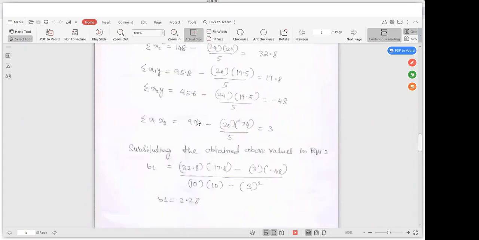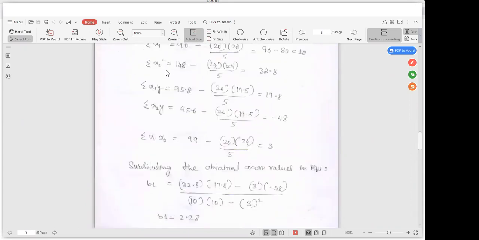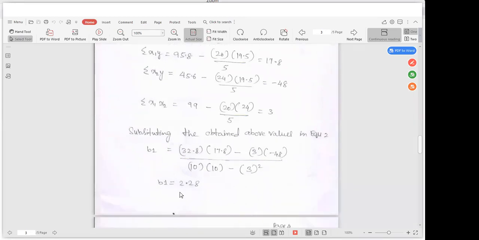After substituting, we get 32.8, which is summation of x2 square, into summation of x1y, 17.8, minus summation of x1 x2 into summation of x2y, divided by summation of x1 square into summation of x2 square minus summation of x1 x2 whole square, so this is 3 square. When we solve this, we get the value b1 equal to 2.28.